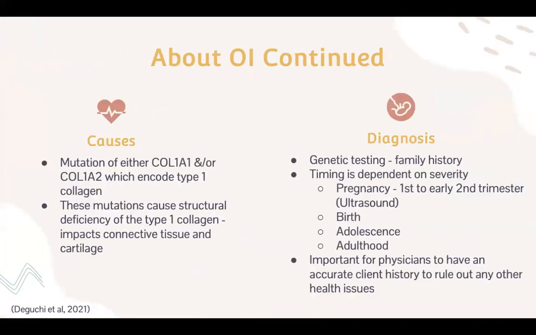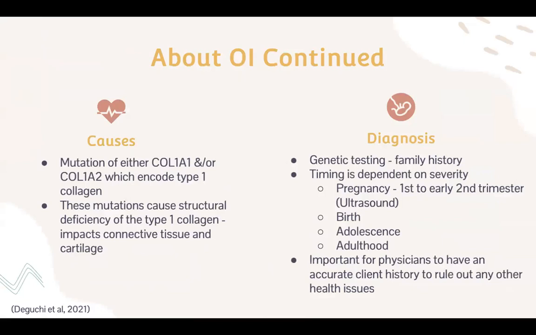A little bit more about OI is the causes. It's a mutation of either COL1A1 and/or COL1A2, which encode type 1 collagen. These mutations are going to cause structural deficiencies of that type 1 collagen, which impacts connective tissue and cartilage.